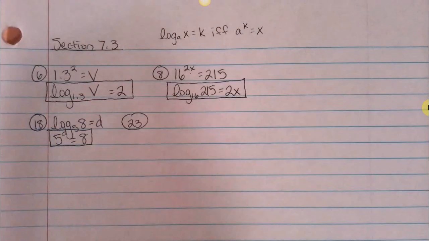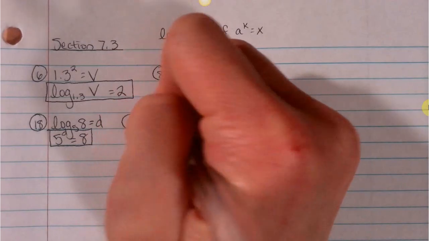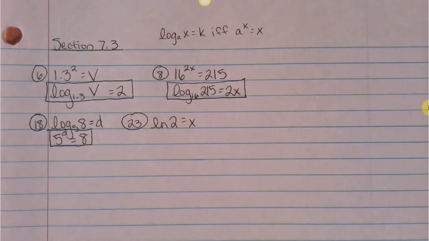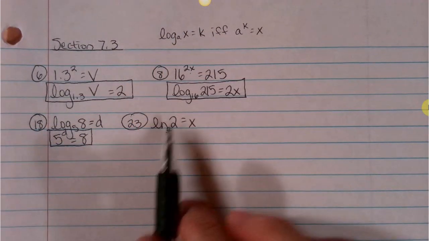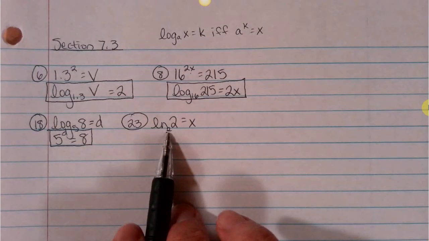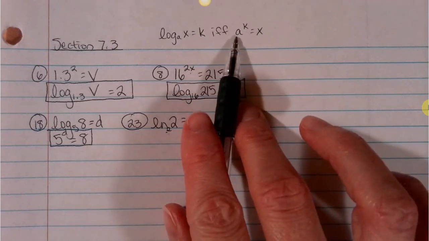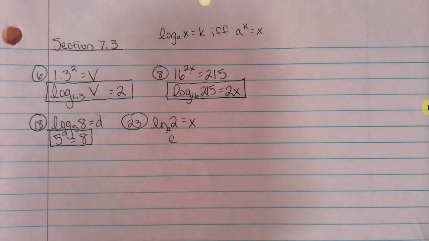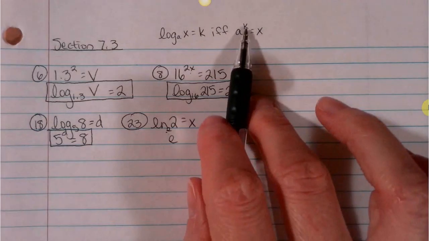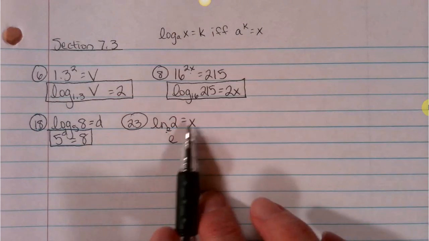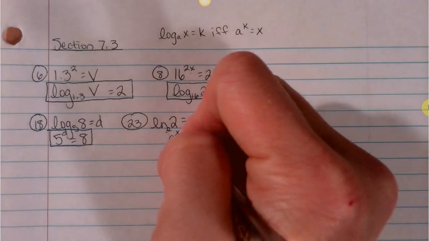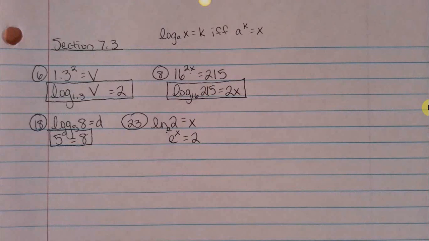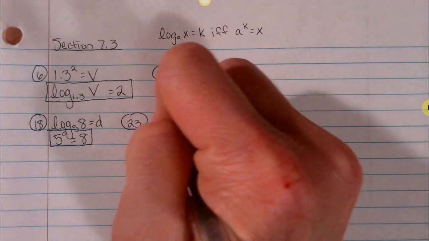And number 23, we have the natural log of 2 is equal to x. Now remember, whenever we see that natural log, that's understood to be base e. So that e is what's in place of the base a on our logarithm. So that's what goes in place of the a in the exponential equation. And then what's in place of the k, what's on the other side of the equal sign by itself, this x. So that's what goes in the exponent. And then what's left over that we haven't used yet is the 2. So we end up with e to the x is equal to 2.